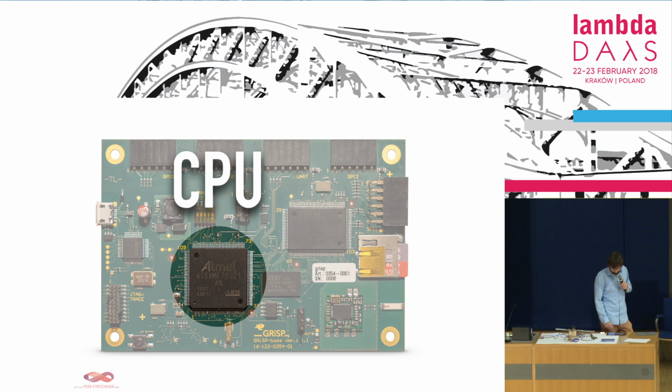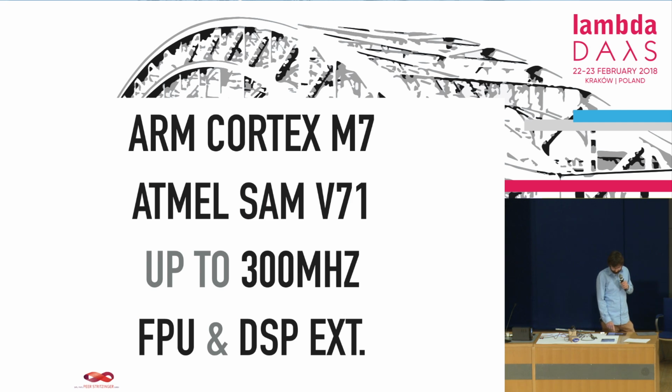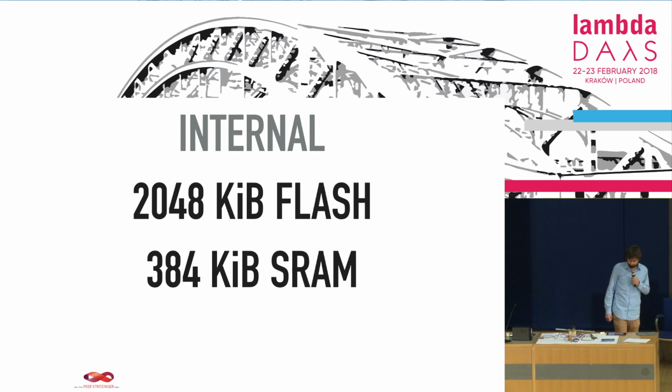This is the CPU. It's an ARM Cortex M7. We have a floating point unit and a DSP unit, which we plan to make available from the Erlang side. So you just have an Erlang module and can do digital signal processing in hardware. And we have an internal 2 megabytes of flash, which is used for the bootloader, and 300 kilobytes of RAM additionally, which we don't use yet, but we plan to, to make things faster.